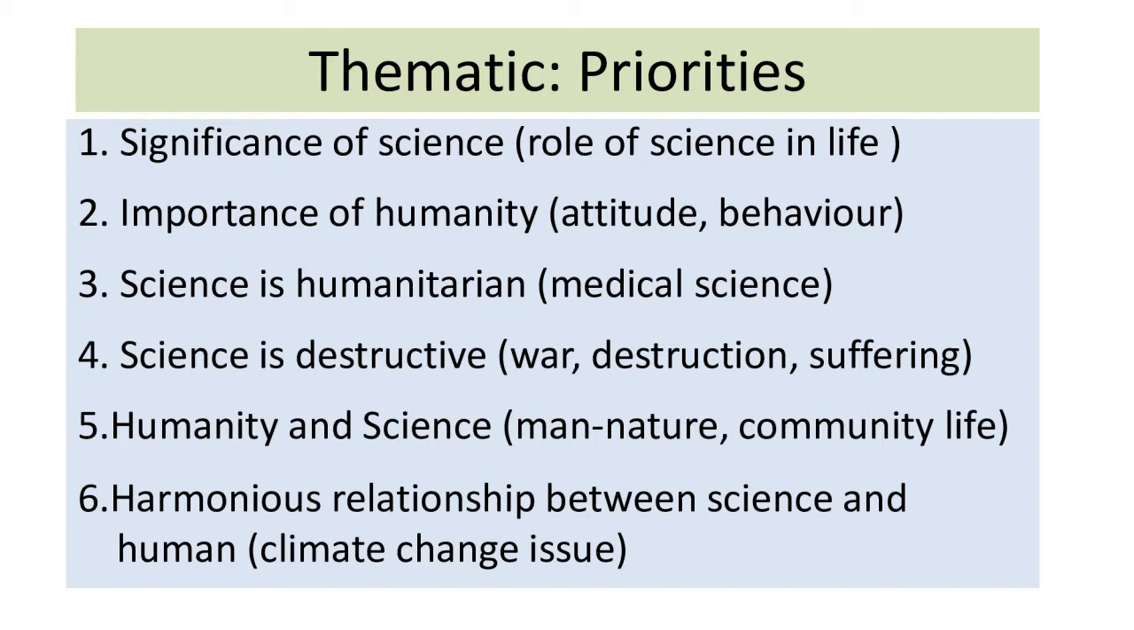And then humanity and science, there I can bring man and nature, ecology, then community life, all kinds of things can be brought in. And then finally the harmonious relationship between science and human, and there I can discuss again another shade of ecology and environment like climate change, or maybe education, maybe food security. Many things can be included in that. So that will be my priority areas.